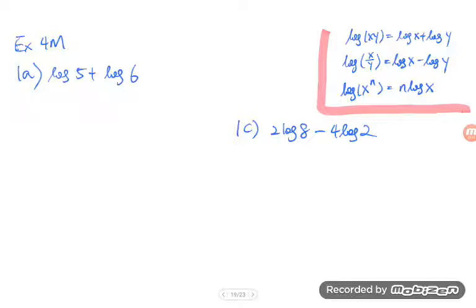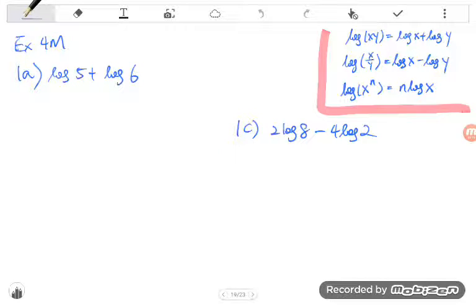Hi, in this video I'm going to show you guys a few examples using the laws of logarithms. The examples that I have here are actually from exercise 4M. I have picked a few questions from exercise 4M and I will show you guys how to apply the laws of logarithms to solve them.